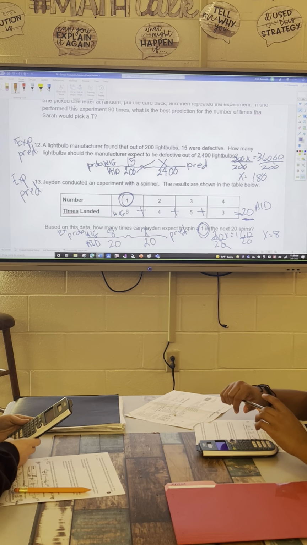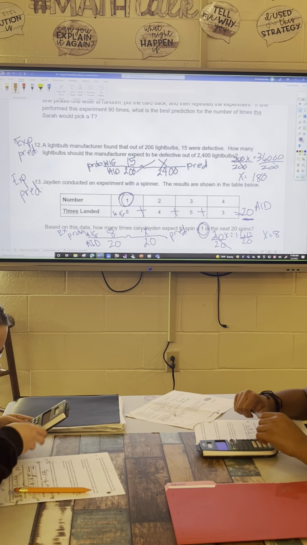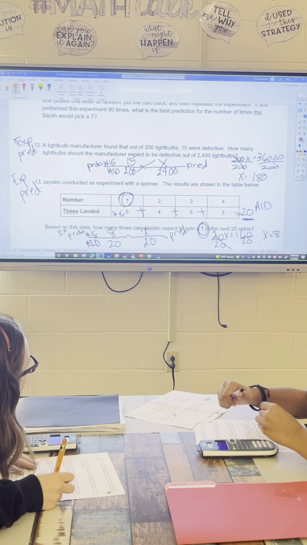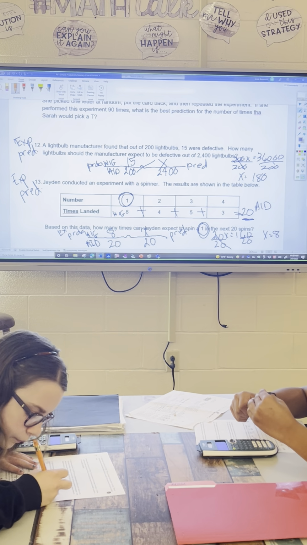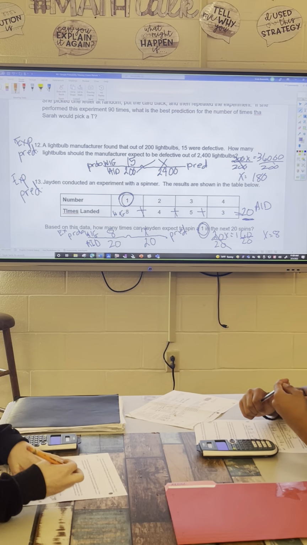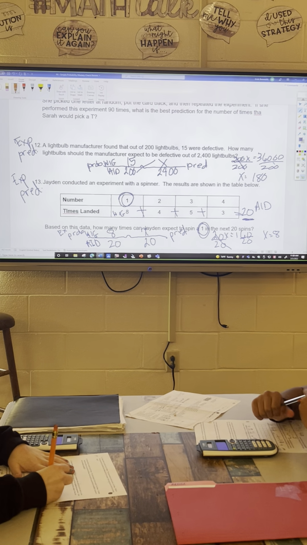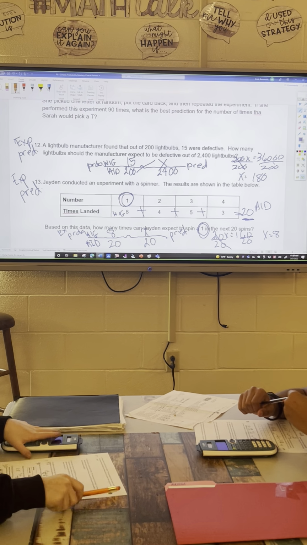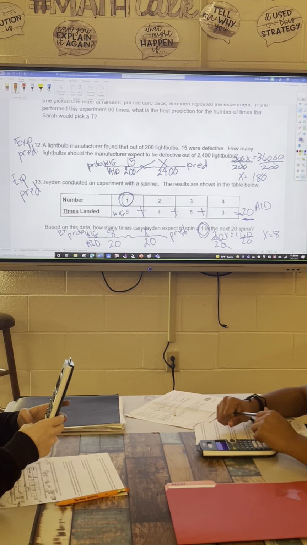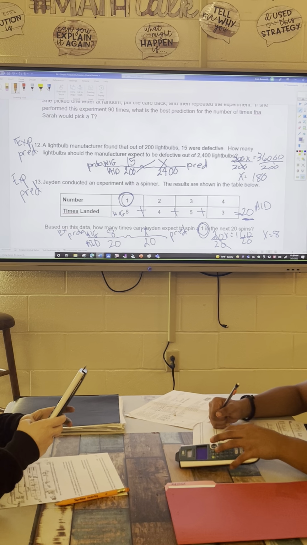Is that going to be exactly what happens? No. Nope. But when I'm ordering light bulbs, I can make sure that I take into account that I could have 180 of them defective, right? So if you want to know how this works in real life, there's a good example of that.